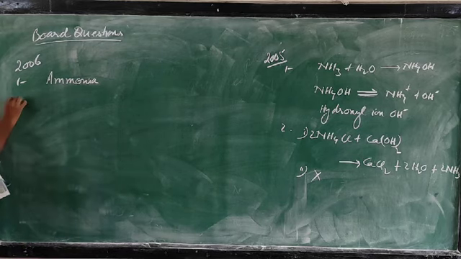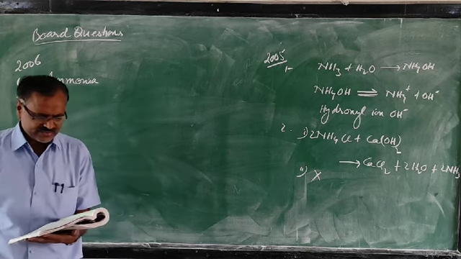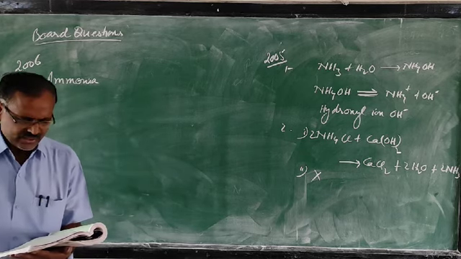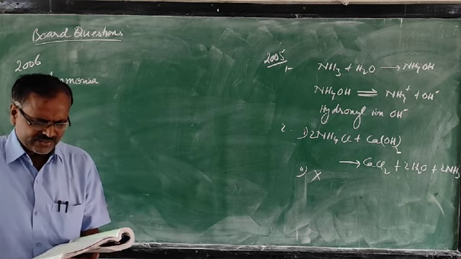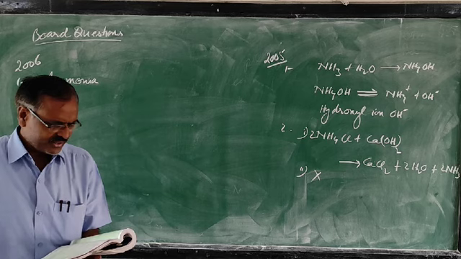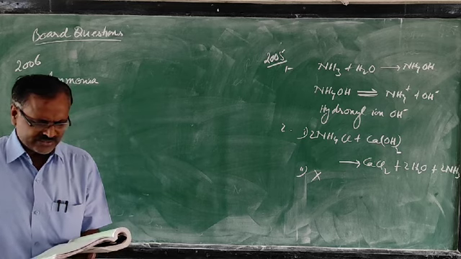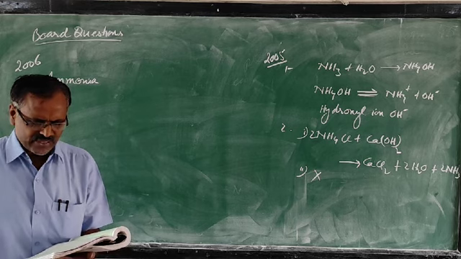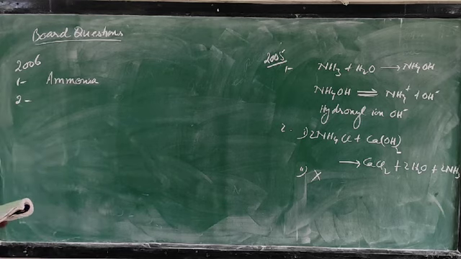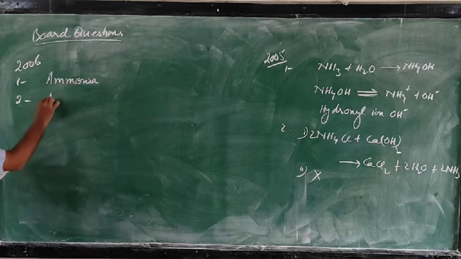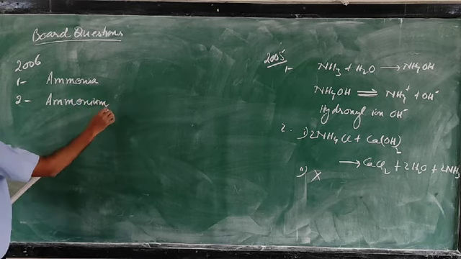Then the second question. From the substances ammonium sulfate, lead carbonate, chlorine, copper nitrate, iron(III) sulfate, state a compound which on heating with NaOH produces a gas which forms dense white fumes with HCl. So only an ammonium salt will give it. Answer is ammonium sulfate.